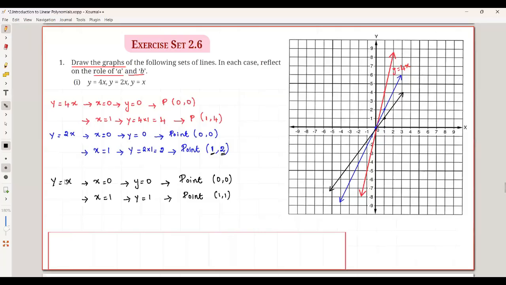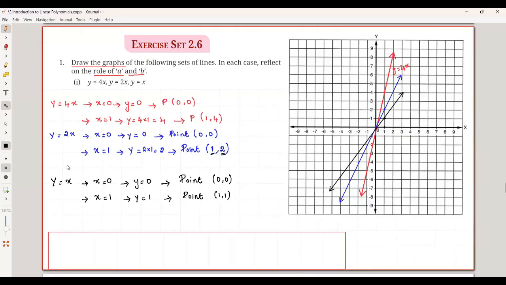So if you are going with x is equal to 0 and y is equal to 0, we are getting the point. You can draw the graph. Now again they are asking what is the role of A and B. In all the equations you can just see. Here, first equation, A is equal to 4, A is equal to 2, A is equal to 1.